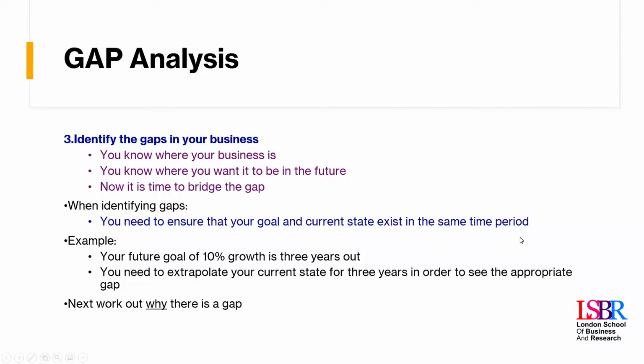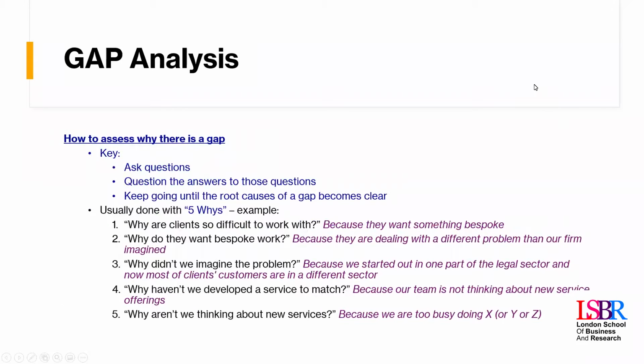Next, we then need to work out, well, why is there a gap? Okay, so we know the current state, we know the future state, we've identified the gap. Now it's about saying, well, why is that gap there? Why is it we're not good at doing this? Why is it that we need to improve on this? So what questions do you need to ask? Well, usually you want to be asking the 5 why questions.